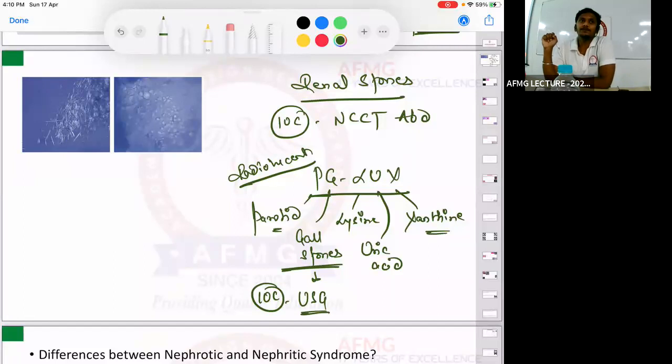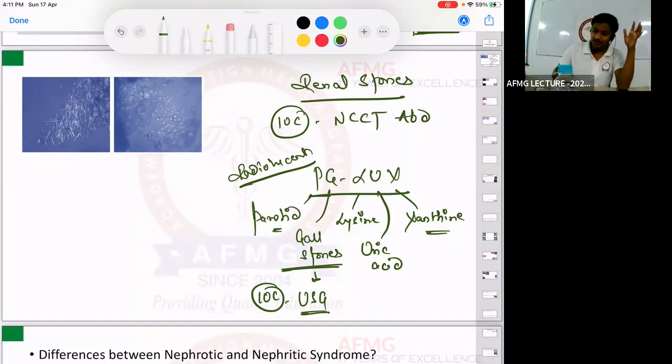So quickly tell me, pH insensitive stones are calcium oxalate. In alkaline pH, triple phosphate. In acidic pH, uric acid and sometimes xanthine stones as well. Okay? Radiolucent stones: PG love. Investigation of choice for gallstones?